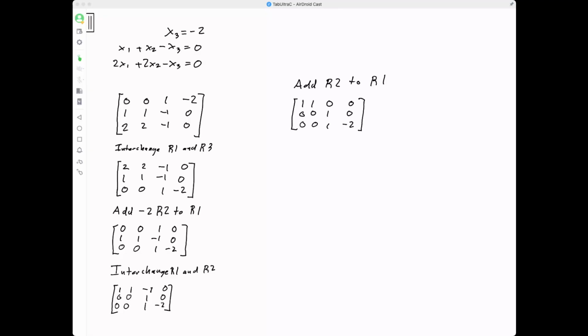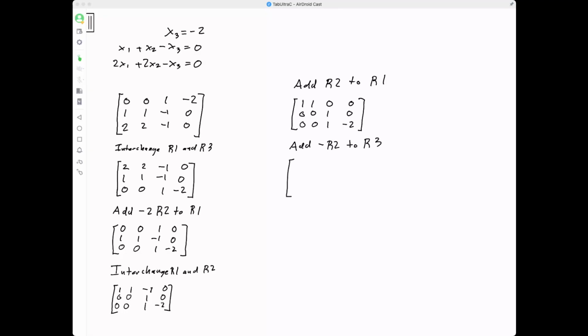Now things look pretty good, but let's go ahead and look at this one sitting right here. I'd prefer not to have that be a 1, so I'm going to add negative row 2 to row 3.